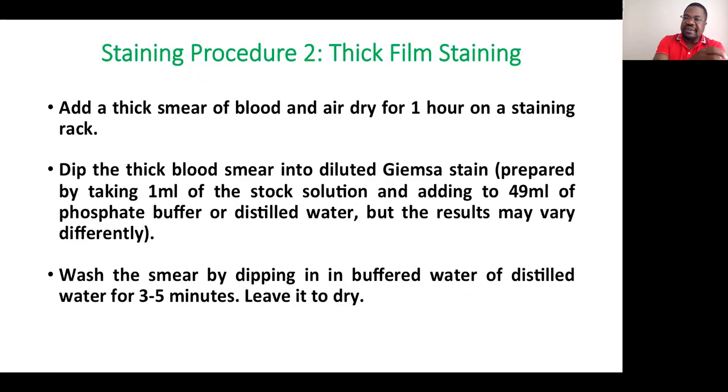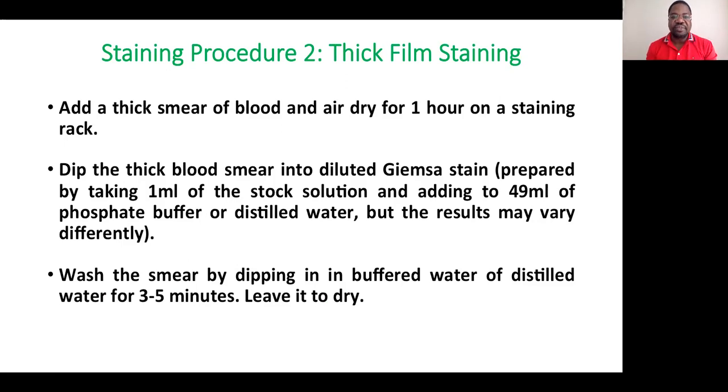Now, that was the thin smear. Now, in terms of the thick smear, the staining procedure is different. So you add the thick smear of blood. When you make the thick smear of blood, the way I say, 1 to 2 centimeters in diameter, and you air dry it for 1 hour. Okay, so you air dry it for 1 hour. You can put it in a standing rack for 1 hour. Okay, it's not like the thin smear where we use methanol to fix it, but here you air dry it.